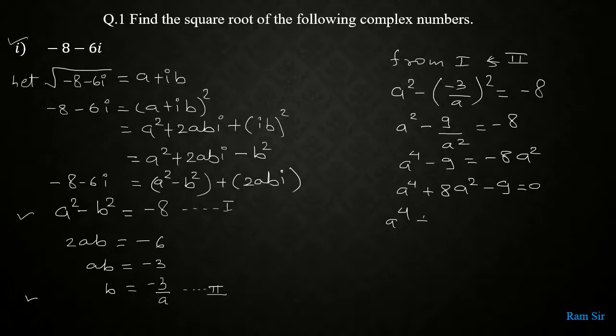So we get the answer as 9 ones are. So we'll write down 9a square minus 1a square minus 9 is equal to 0. Here we use splitting the middle term.